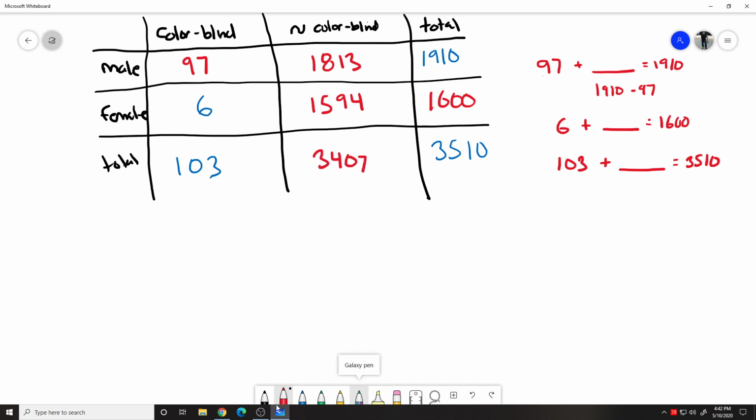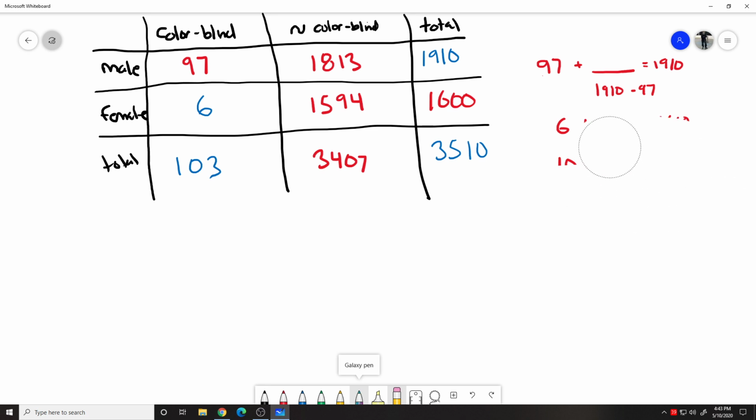3407. If you wanted to check your work, just to make sure that you did it right, you could pick one of the rows and add them up. Let's pick the not colorblind. Let's make sure that 1813 plus 1594 really does equal 3407. So I'm going to put that in my calculator and double check it. 1813 plus 1594 gives us 3407. That's just a way to double check to make sure we didn't mess up anywhere. Okay, so the numbers are working now. So we've got our chart filled out.